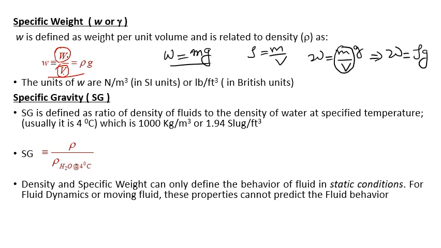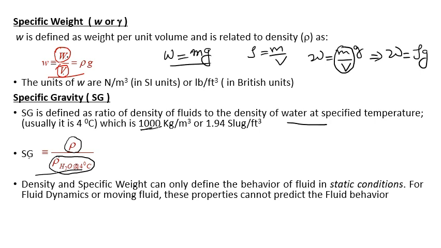Okay, now we will discuss specific gravity. Specific gravity is basically the ratio of the density of any fluid which we are examining to the density of water at the specified temperature. So let's consider the density of water as 1000 kilograms per meter cubed, and the formula is given here. So specific gravity is basically the density of that fluid to the density of water at 4 degrees centigrade. And density and specific weight can only define the behavior of fluid in static conditions.